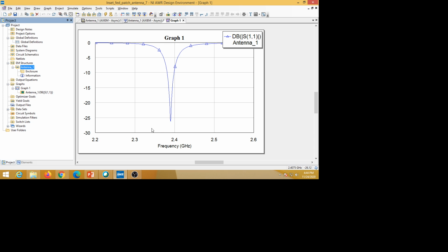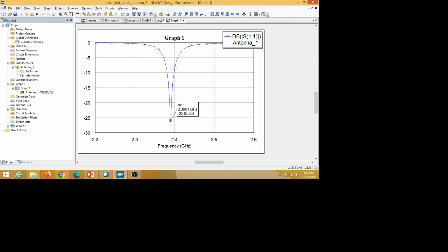So what we can observe is a smooth curve, so it is resonating at this frequency. Maximum radiation we will be getting at this frequency, that is 2.39 gigahertz. We got minimum reflection, so maximum radiation. This is the S11 plot, and minus 25.9 dB we got here. So this is what we have to observe here.